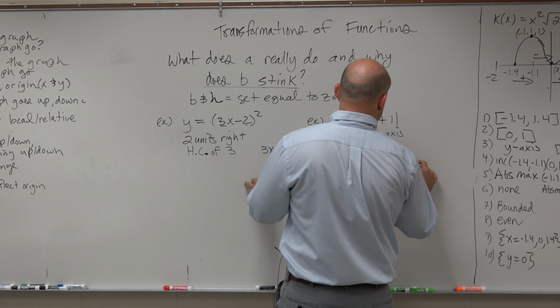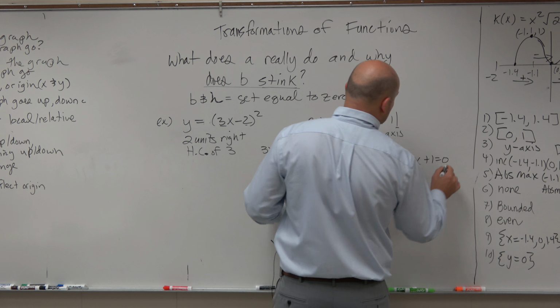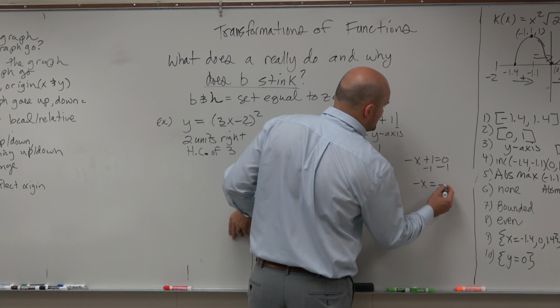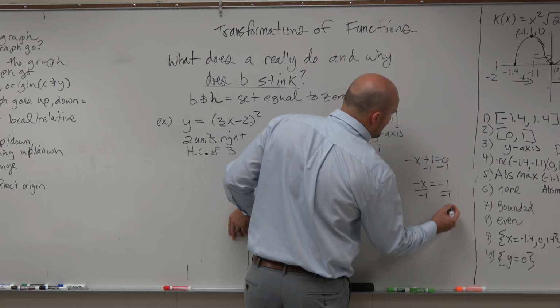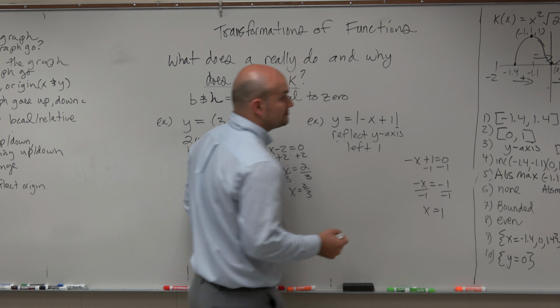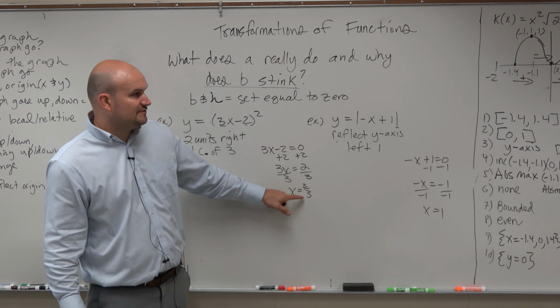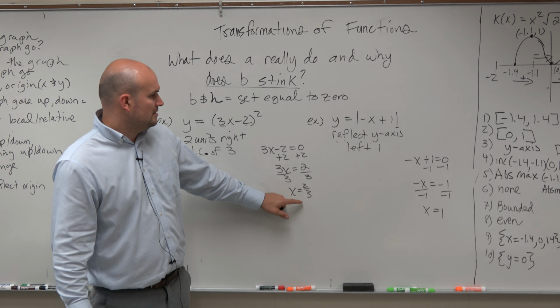Over here, I take negative x plus 1 equals 0. Set it equal to 0. Subtract 1, negative x equals negative 1. Divide by negative 1, divide by negative 1. x equals 1. That's my transformation. This is being shifted 2/3 to the right.